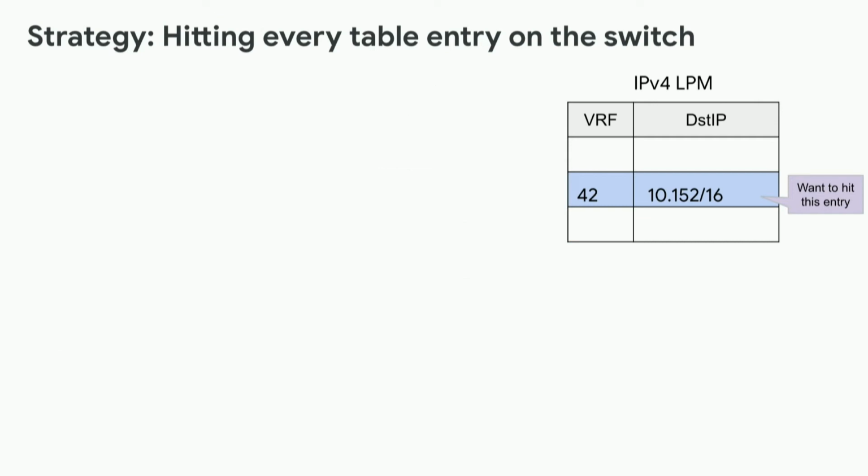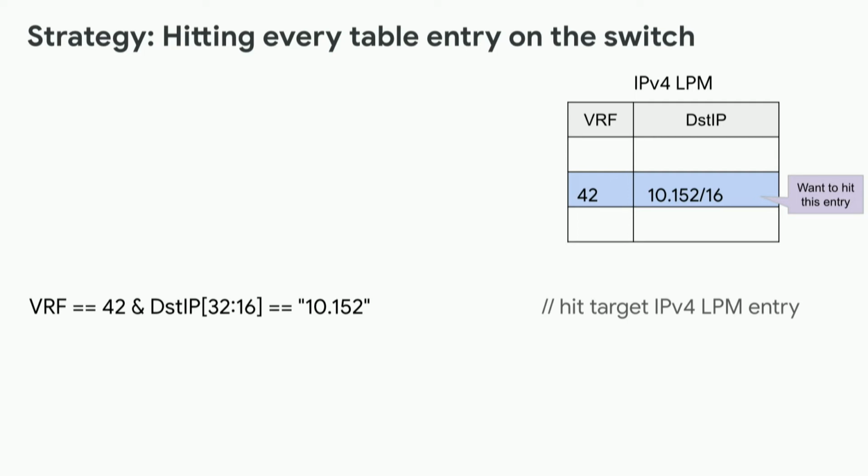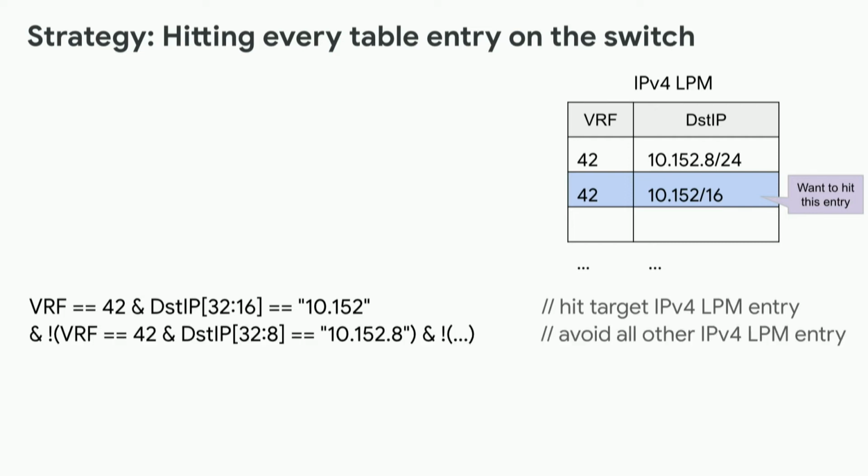Again, we use symbolic execution. So our strategy is to hit every table entry on the switch with at least one test packet. So here we have an example table entry. So now to generate a packet, we basically walk over the program and collect constraints. So any packet that wants to hit this table entry needs to have VRF 42, and its destination IP needs to lie in this given range, right? But there's additional constraints. We also want to make sure that we don't hit a higher priority table entry. And so we also need a constraint that says that we don't hit this other entry with a higher priority.